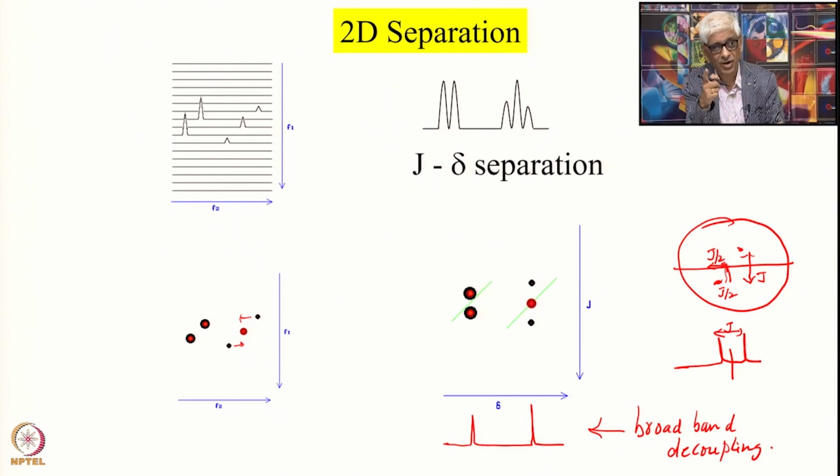Therefore, you have a much higher resolution in this kind of a spectrum, but you have not lost the coupling information though. The coupling information is retained along the other dimension. So, therefore, this experiment is called 2D separation or J delta separation. In a 2-dimensional experiment, we have achieved this sort of a result.